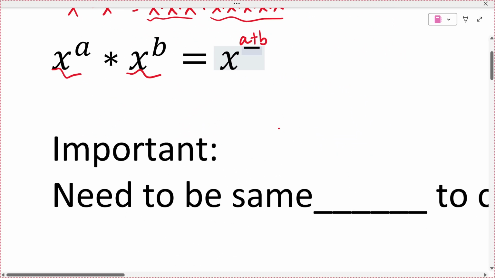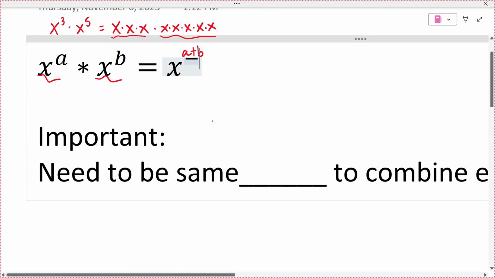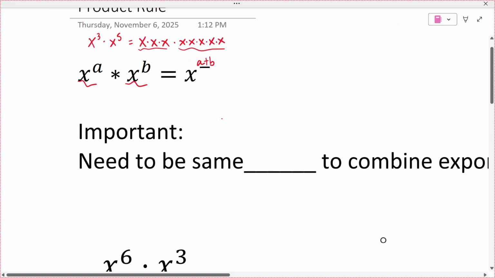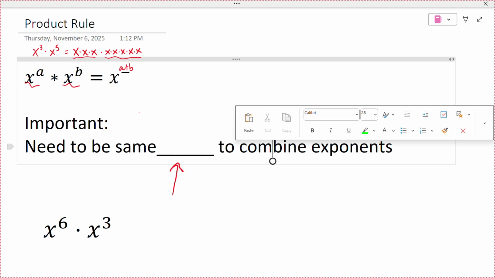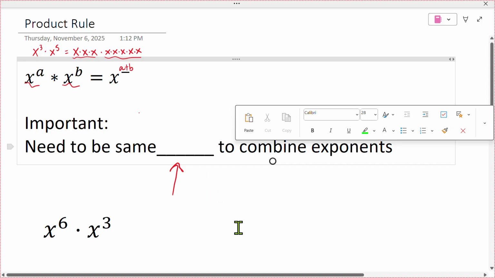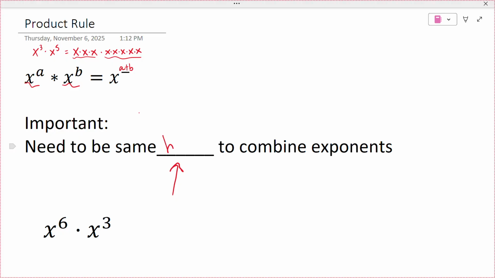I wonder if that's what this says. Important. That is what that says. Now, is this what I was thinking in my head? They need to be the same blank to combine exponents. Let's pretend this is like a Dora episode. What goes here? Is that what Dora would say? I don't know.